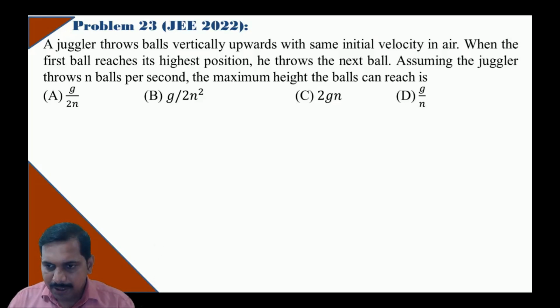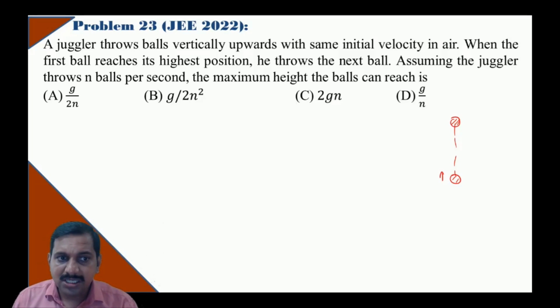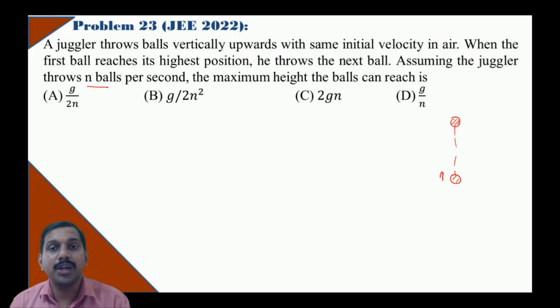So what is happening is, a juggler initially has a ball in hand, he throws it up, and it reaches some height. Now when this reaches here, he throws another ball at the same time with the same velocity. Also, he says he throws n balls per second. That means per second he is throwing n balls.